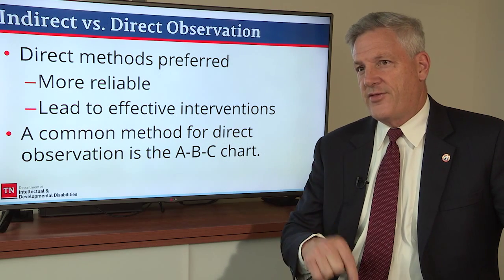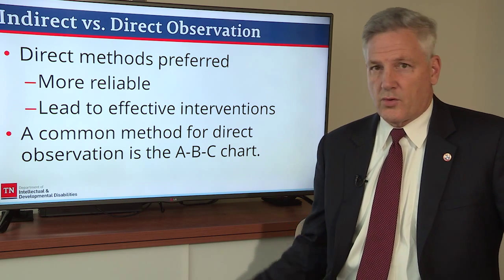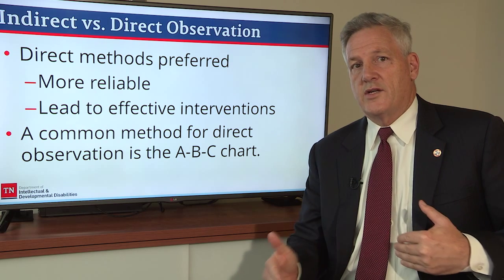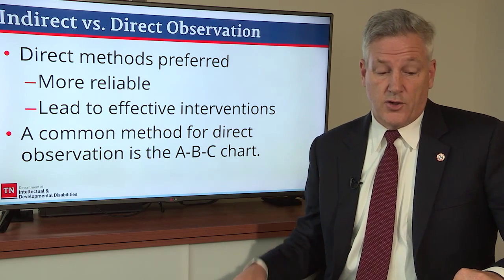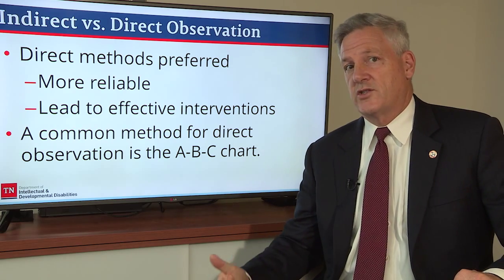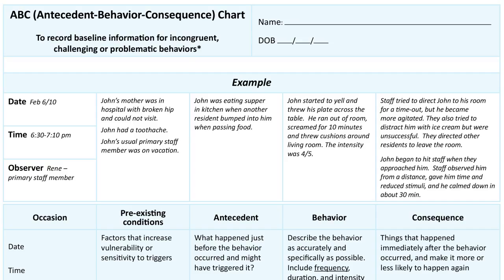So if I add that 30 minutes to the 10 minutes that he engaged in screaming behavior, that gives you a grand total of 40 minutes. And we saw at the beginning that the duration of this incident was from 6:30 p.m. to 7:10 p.m. So that is an example of how data is collected on the antecedent behavior consequence form.